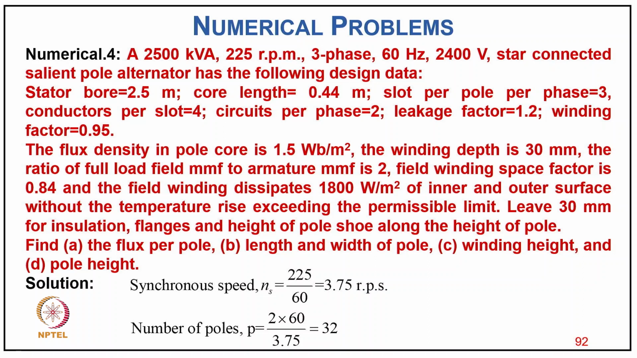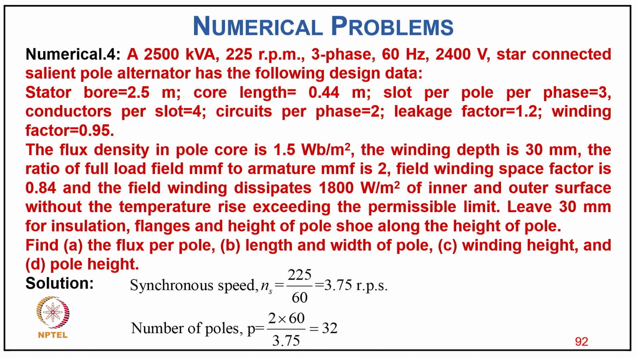The field winding dissipates 1800 watt per meter square of the inner and outer surface without temperature rise exceeding the permissible limit. Leave 30 mm for insulation, flange, and height of pole shoe along with the height of pole. Find the flux per pole, length and width of the pole, winding height, and the pole height.